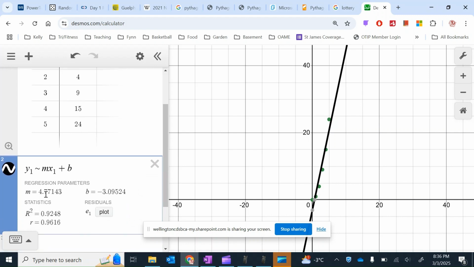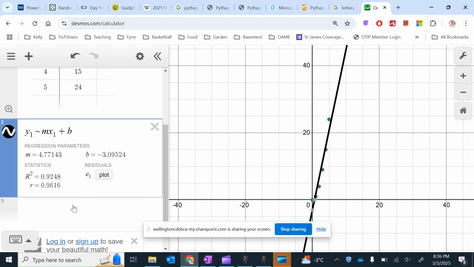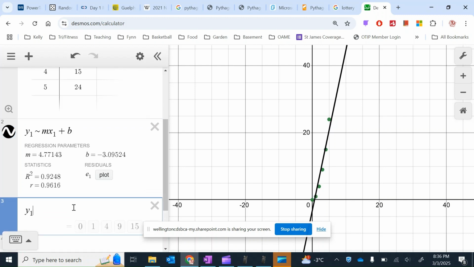Well, maybe our r value is 96 and R squared is 92. Okay. But you say it kind of looks like a curve, so you could actually write in the curve one as well. So y1 tilde a x1 squared.